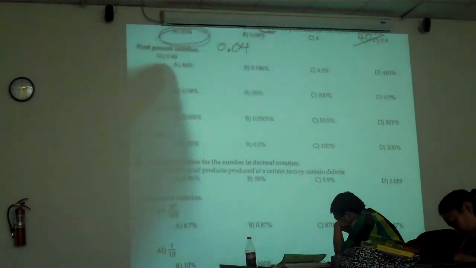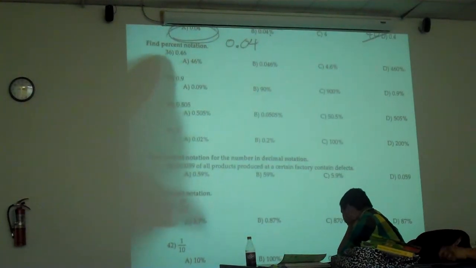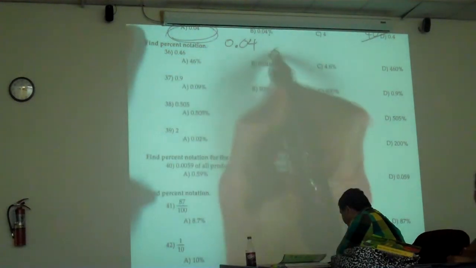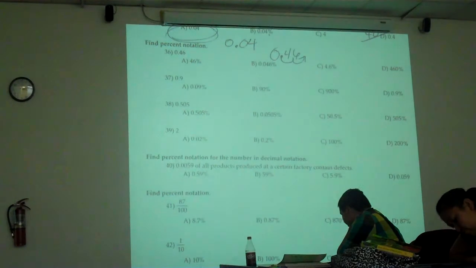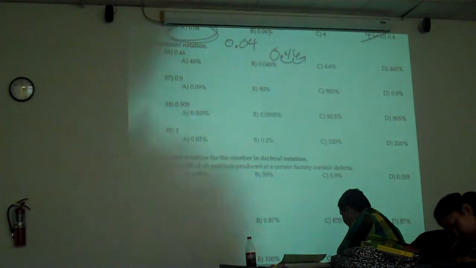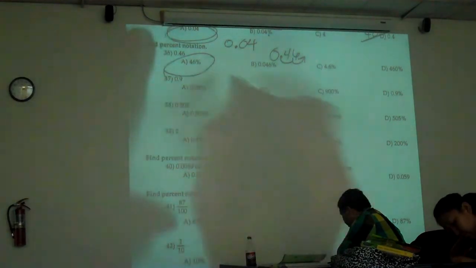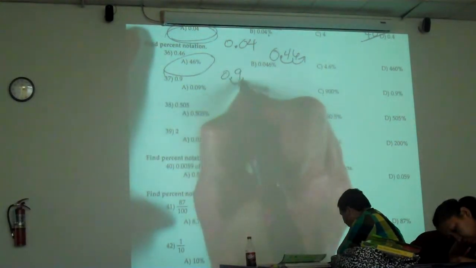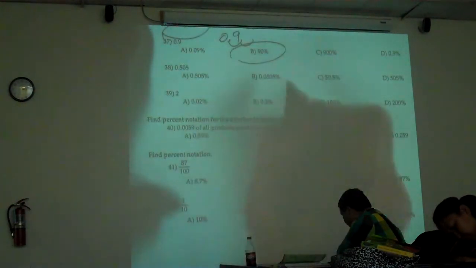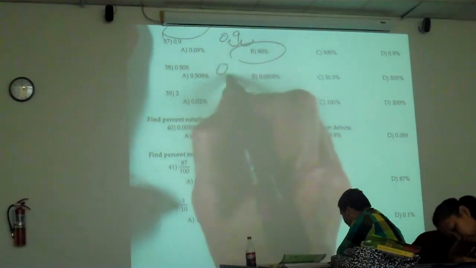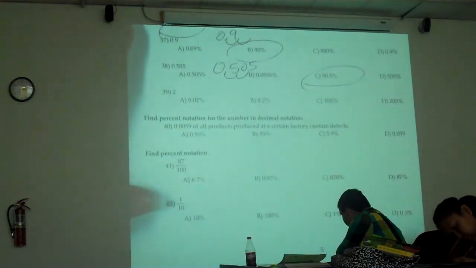Okay, find the percent notation, so we're moving it back to the right now. From here, you have 0.46 to change it to percent. Move to the right, so we have 46%. So 0.9 is what? 90%. 0.505? 50.5%.